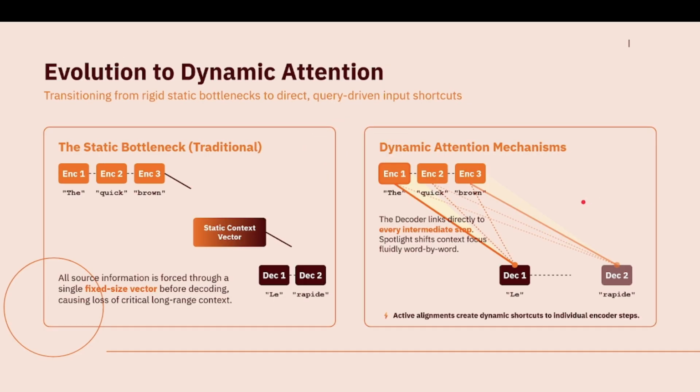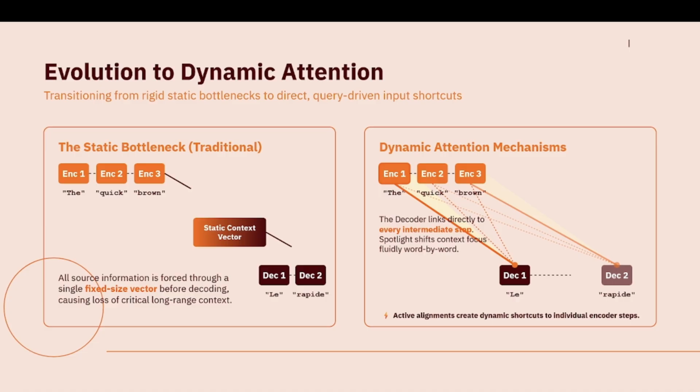In 2014, researchers asked a brilliant question. Why are we forcing the network to memorize the entire input sentence before it starts translating? Why not let the decoder look back at the original sentence whenever it wants? This is the attention mechanism.